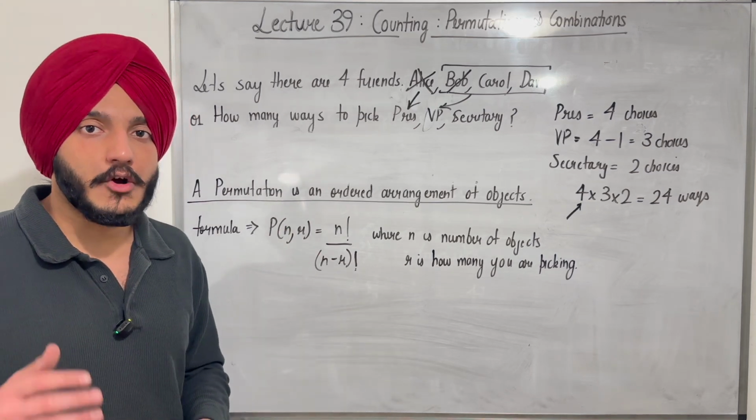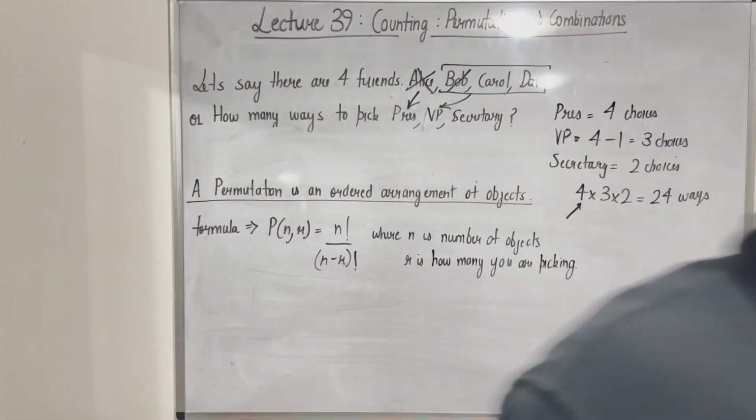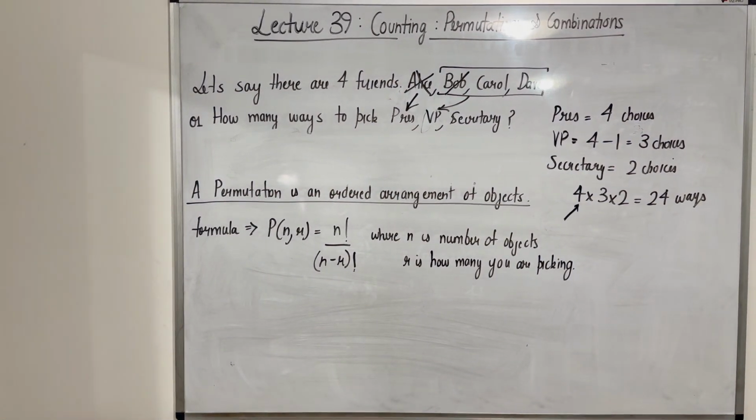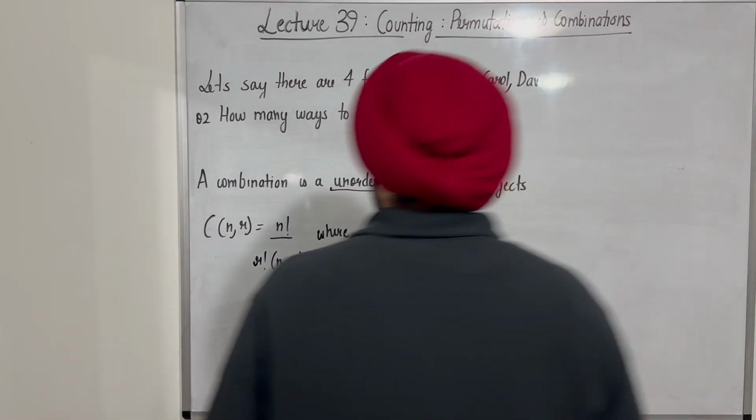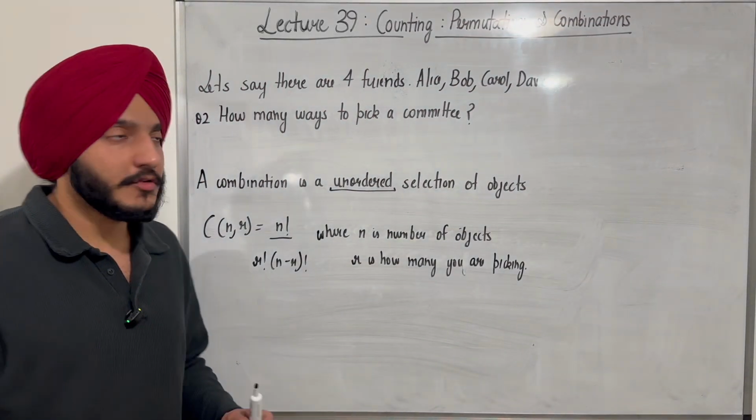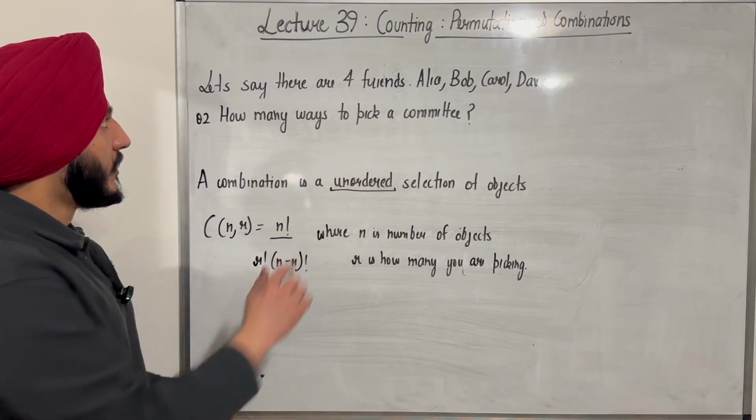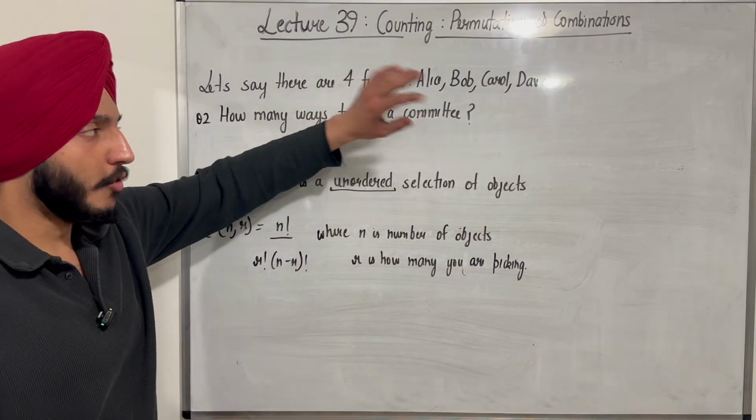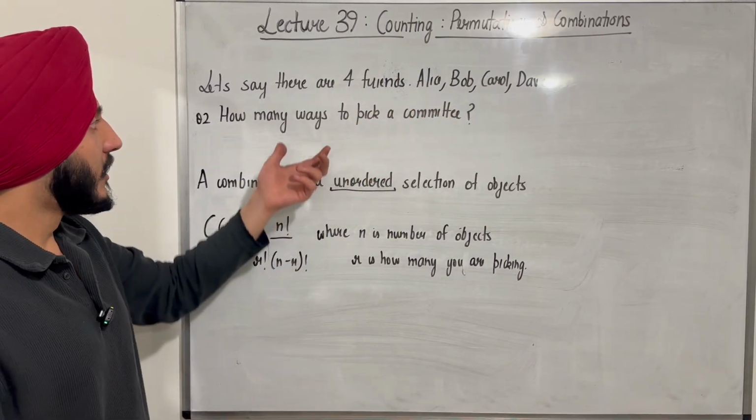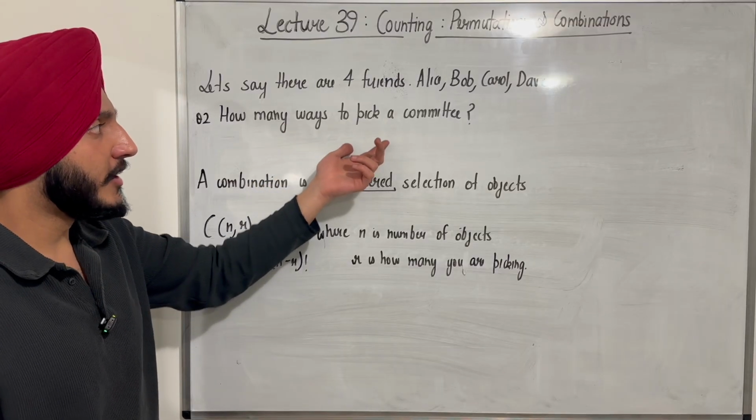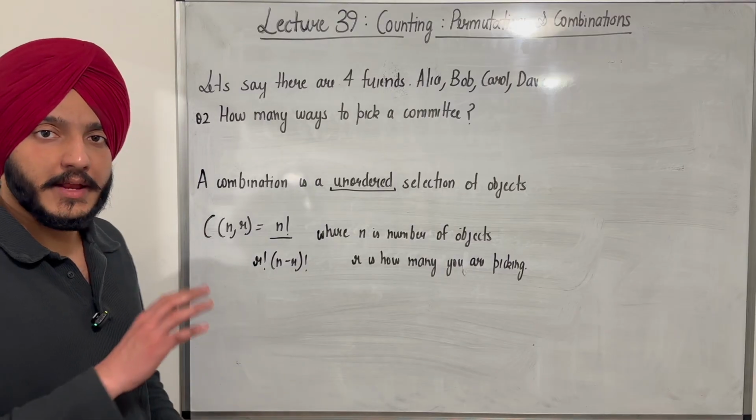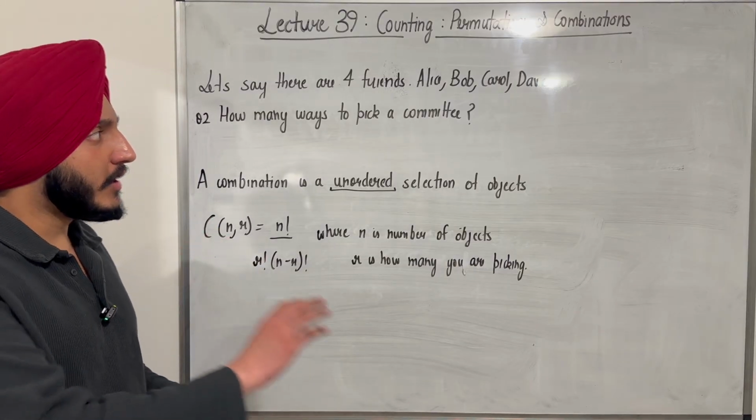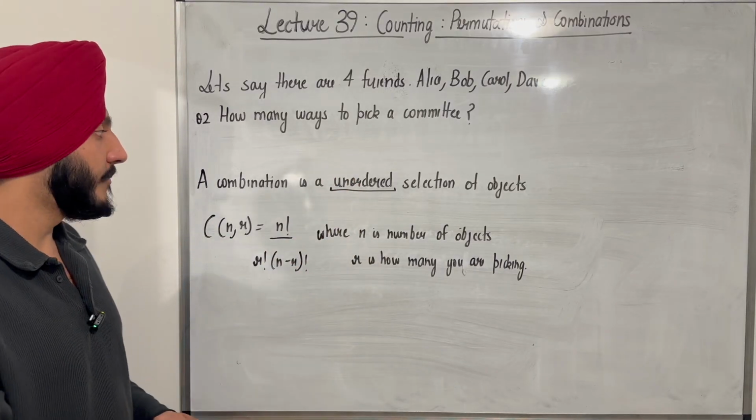Now let's try to understand combinations. Okay, everyone. Now let's try to understand what combinations are. We're going to consider the second question. Once again, we have 4 friends, Alice, Bob, Carol, Dave. The question is saying how many ways are there to pick a committee? First, let me quickly explain what a combination is, and then I'll explain why this involves a combination.